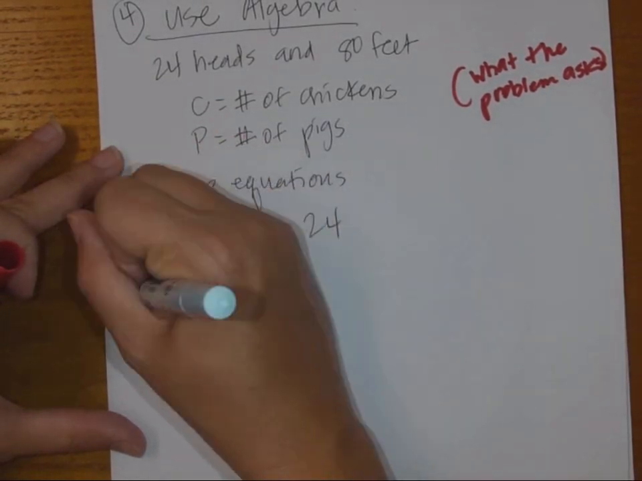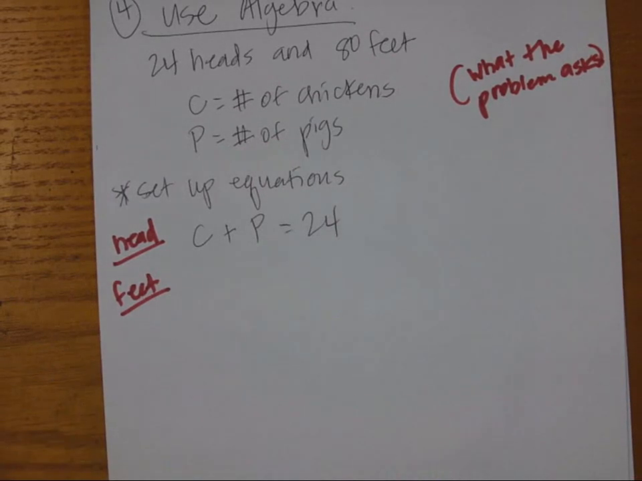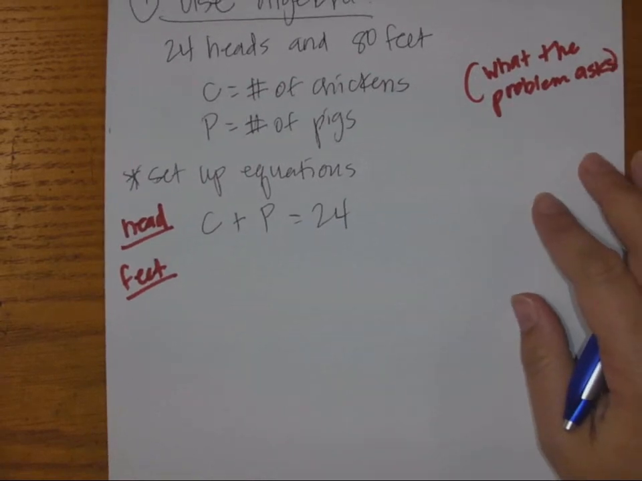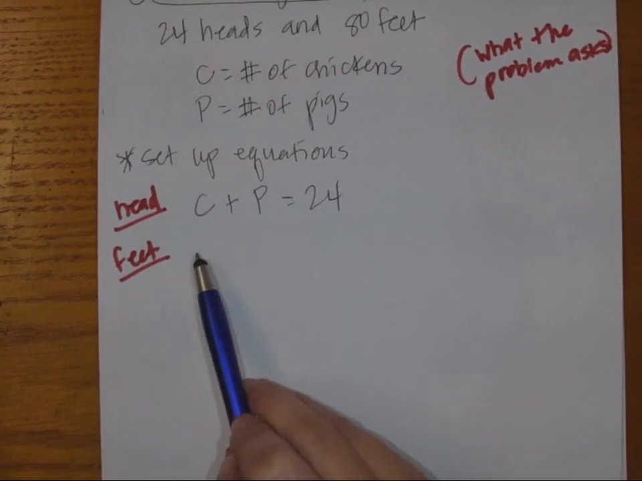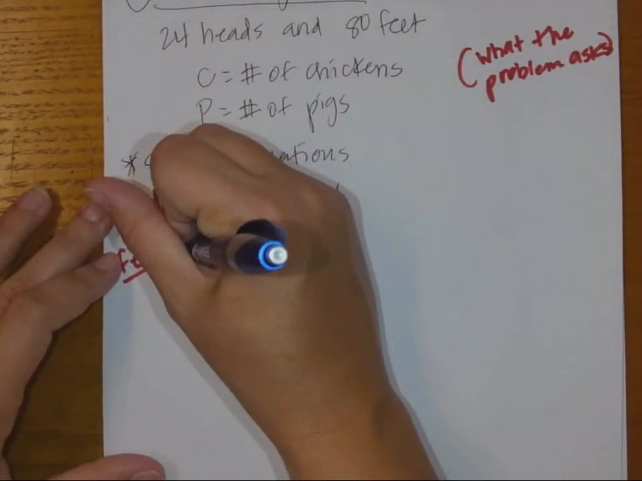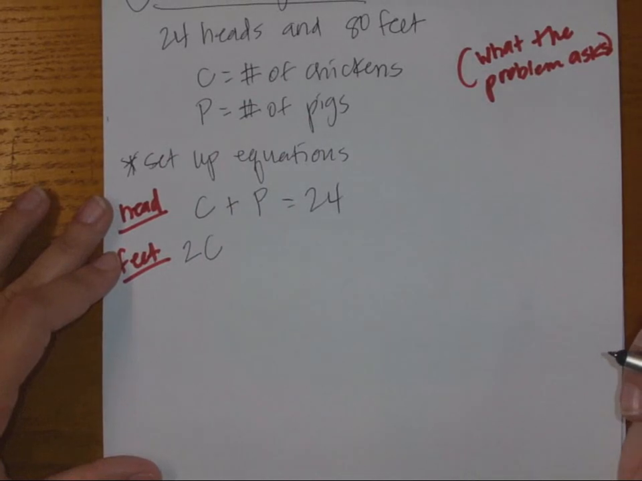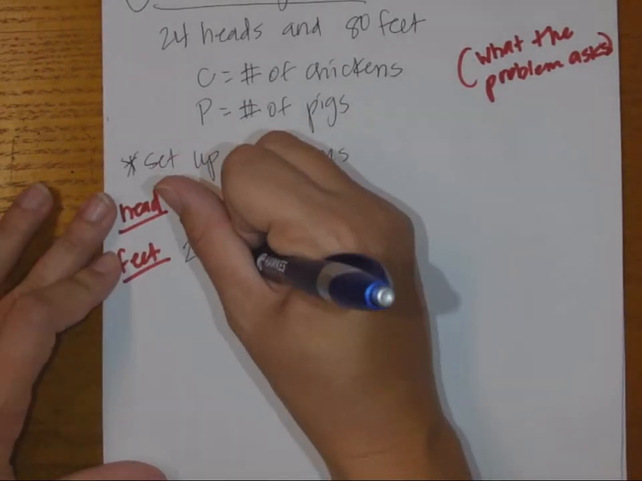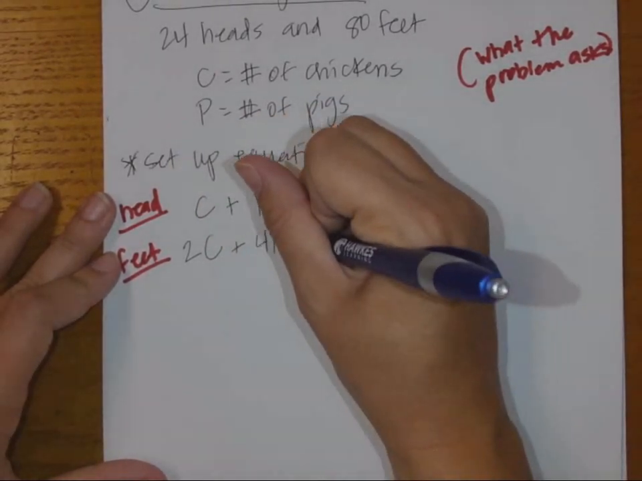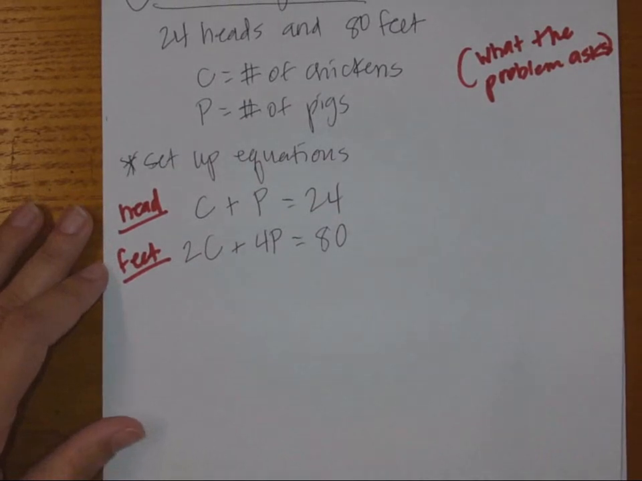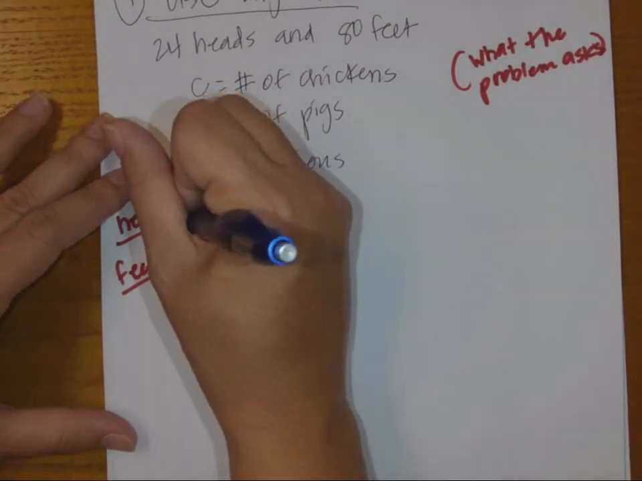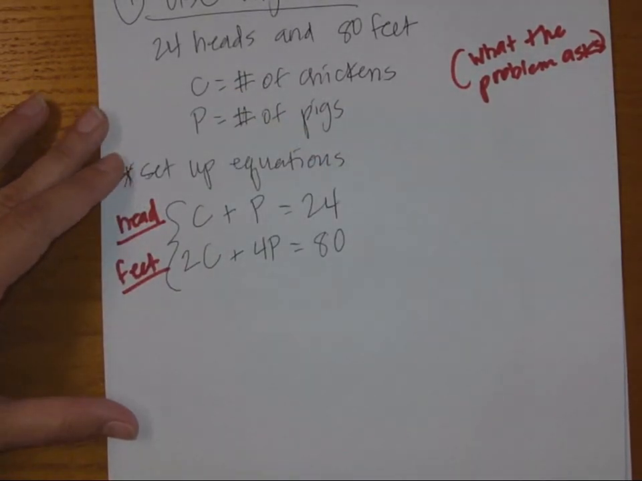So now we need a feet equation. So for 80 feet, would I put chickens plus pigs equals 80? No, because chickens plus pigs equals 24. What I need to put here is the whole idea of the number of legs. How many legs does a chicken have? It has 2 legs, so 2 times the number of chickens, because each chicken has 2 legs, plus pigs have 4 legs. 4 times the number of pigs equals 80. So that's our two equations we need here. And you might remember it, they usually have like a curly bracket on it like that.